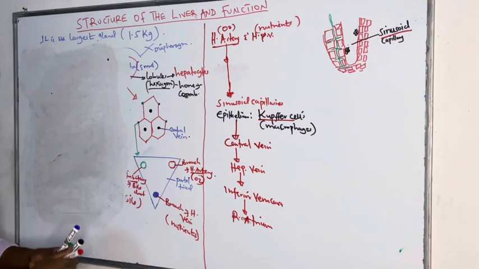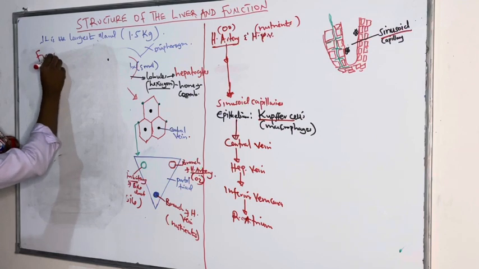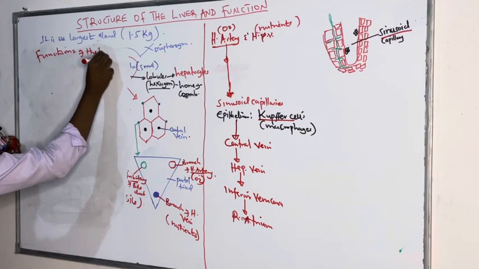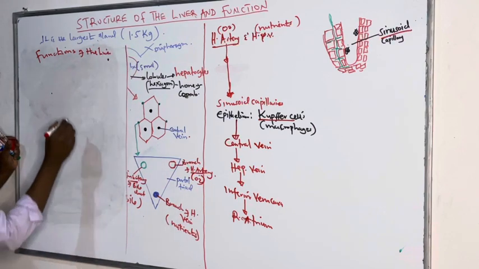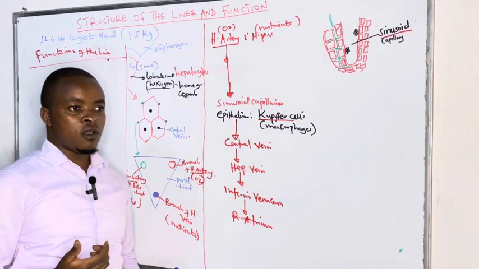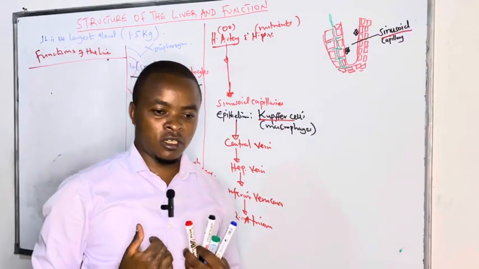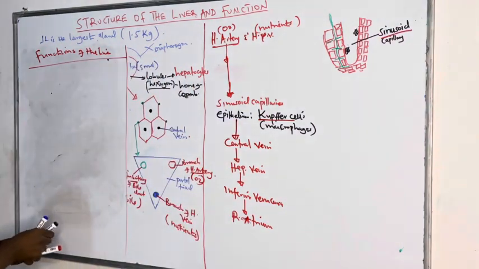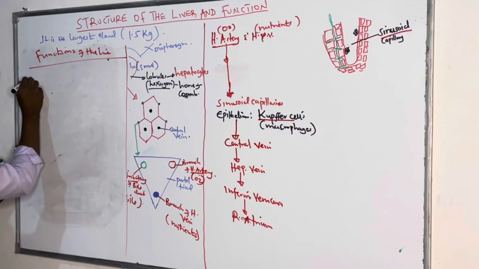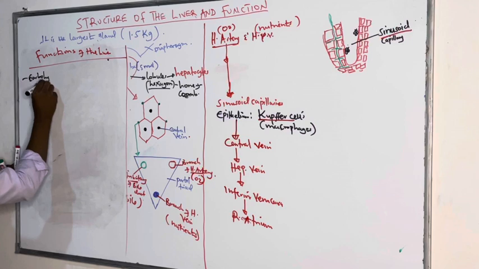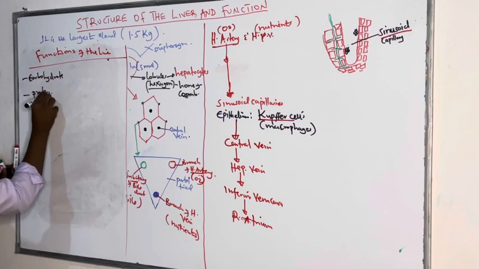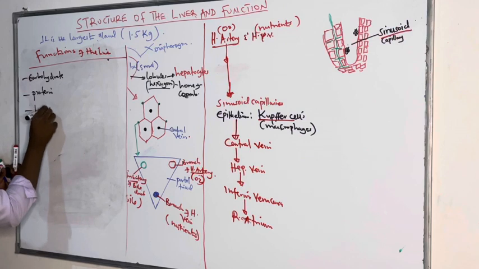So the functions of the liver, I want to look at the functions of the liver. And this liver plays a big role, being the largest gland in the body. It plays a big role in metabolism, in carbohydrate metabolism. It plays a big role in protein metabolism and lipid metabolism.